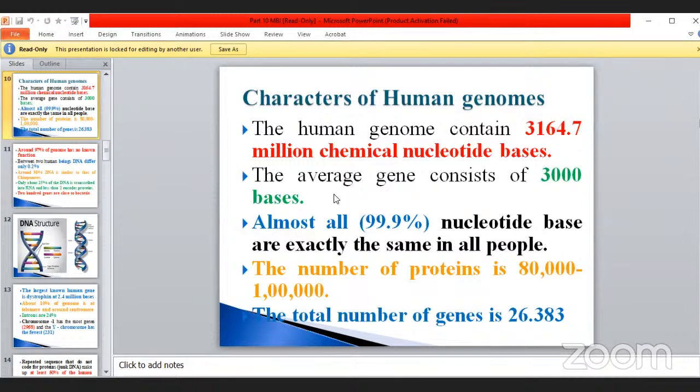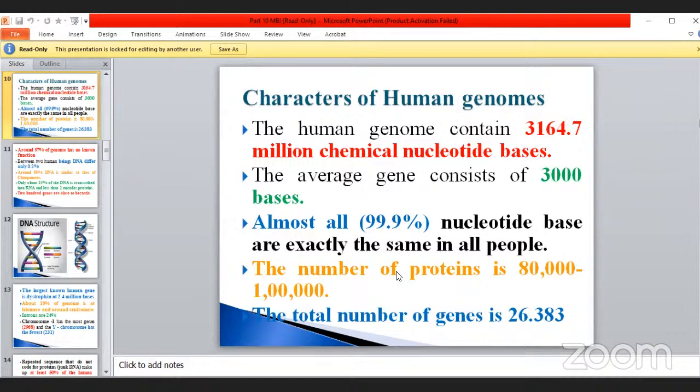Okay, and the third point is that almost 99.9% of nucleotide bases are exactly the same in all people. Take the example of Ajay and Dhanalakshmi, and also your family members. 99.9% of nucleotide bases are exactly the same in all people, but only 0.1% will be very rare compared to your neighbor, your friend or family, whoever it may be. 0.1% will differ, the others are the same in all people. Okay, this is the main one.